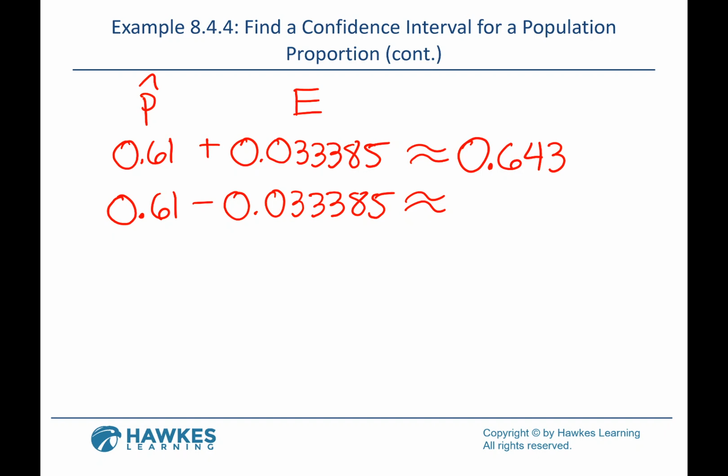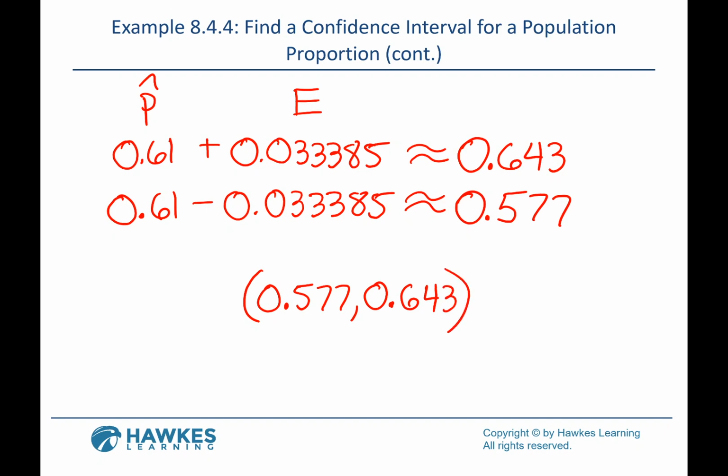0.61 minus 0.033385 rounds to 0.577. There's our interval. We're 95% confident that between 57.7% and 64.3% of people will travel less this year for non-business trips.